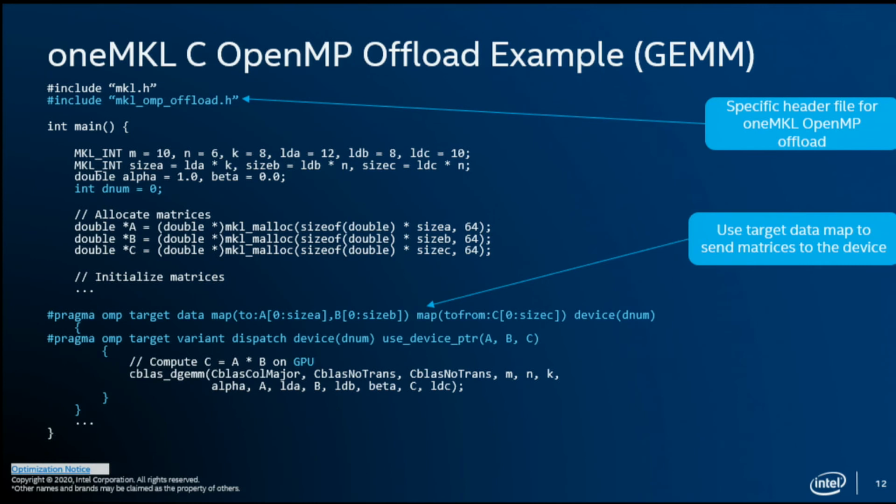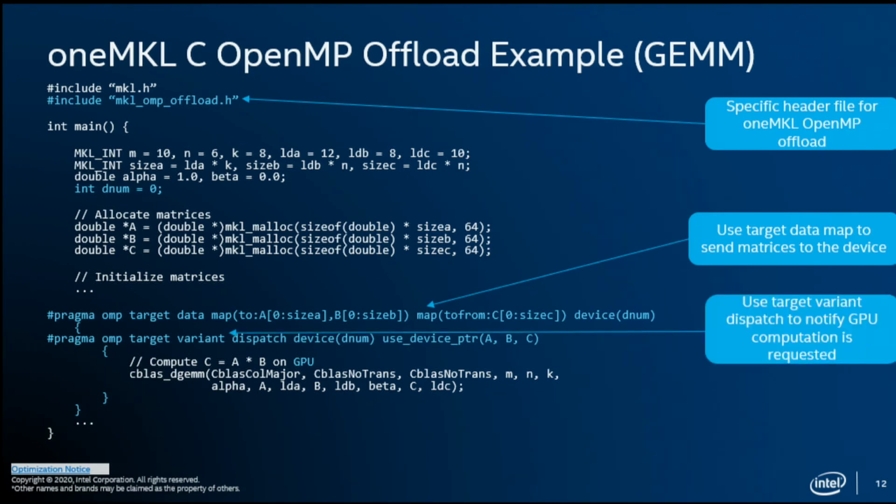Then you have a couple of pragmas that you need. So you have a target data map pragma, to send the matrices to the device. So you're saying you want to map A and B to the device and the C matrix to and from it. And you can pass in the number of the device that you want to use. If you don't, it'll use the default 0.